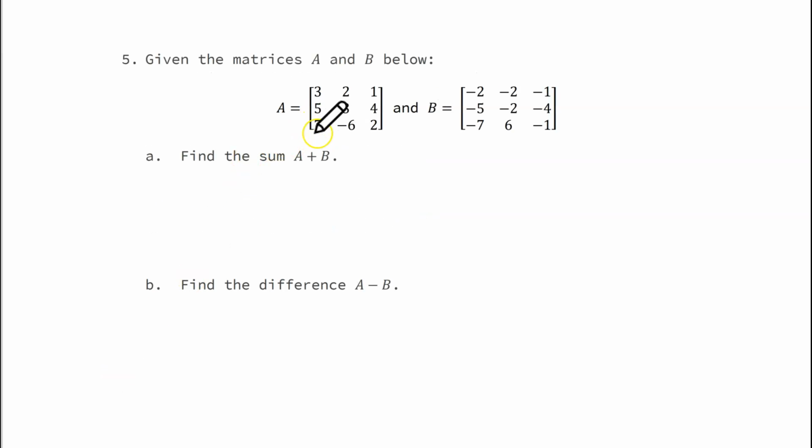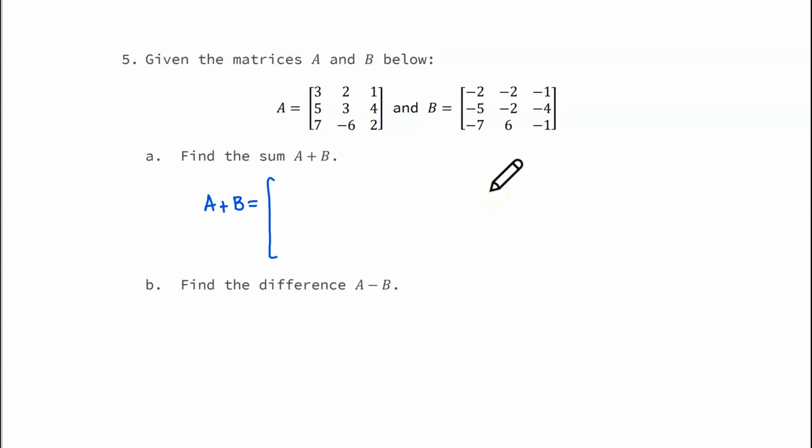Now, given matrices A and B below, find the sum of the two matrices. To get the sum, you make sure first that the two matrices have the same dimension. Both of these matrices are of dimension 3 by 3. 3 rows, 3 columns. So both of them are 3 by 3 matrices. So when you get the sum, you just add corresponding entries.